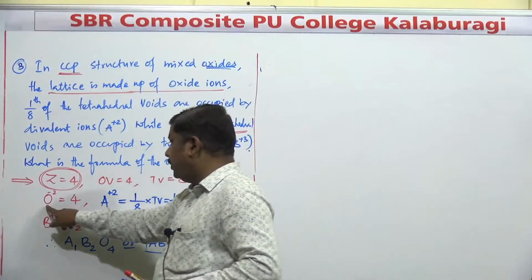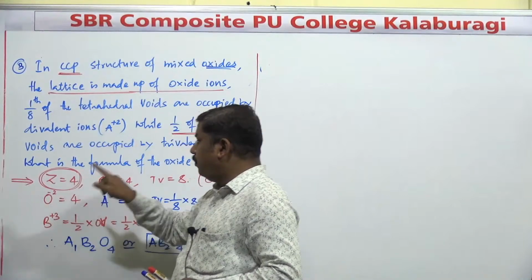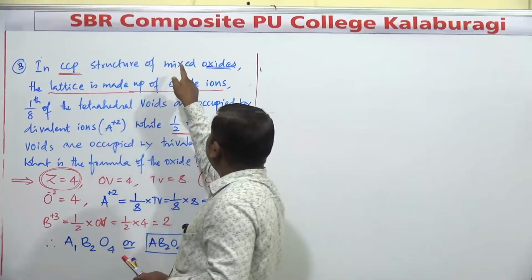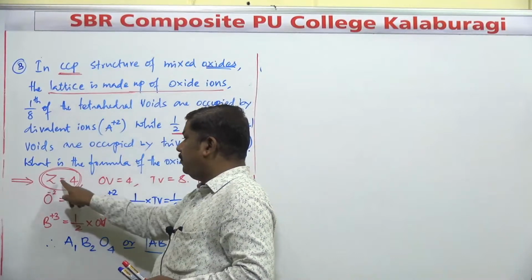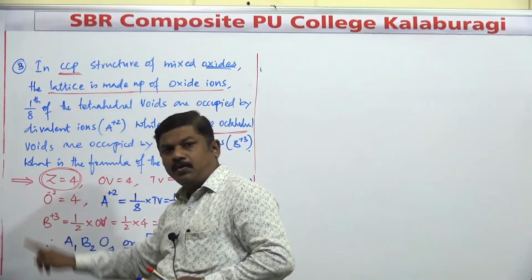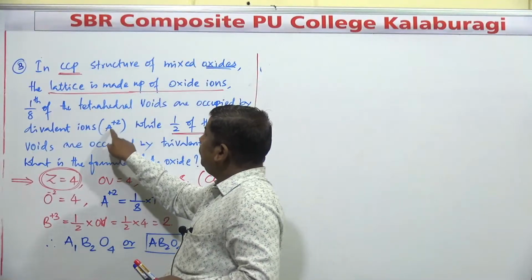This is going to be O minus, so this is going to be very clear. I already mentioned this in the previous problem also, how O minus is equal to 4. The lattice is made up of oxide ions. So the effective number of atoms is equal to the total number of oxide ions. A plus 2 is going to be there. This is A plus 2.